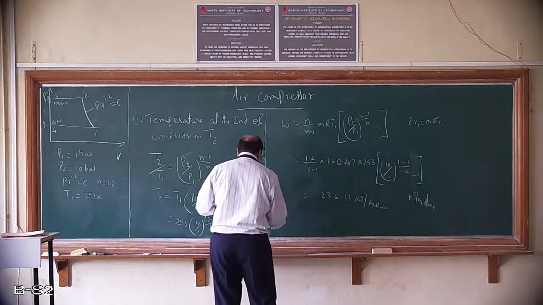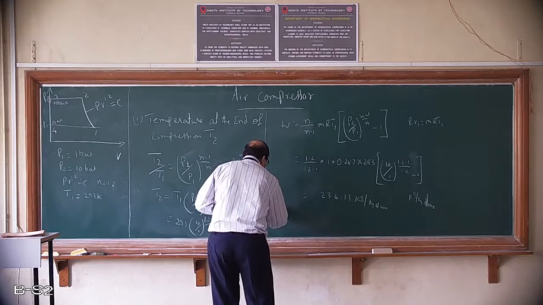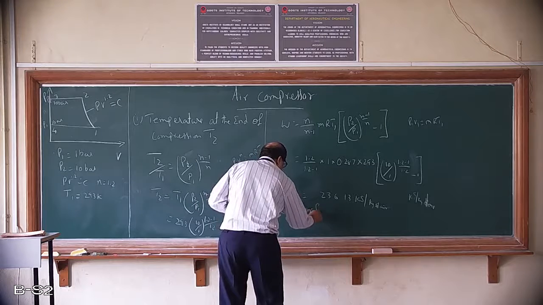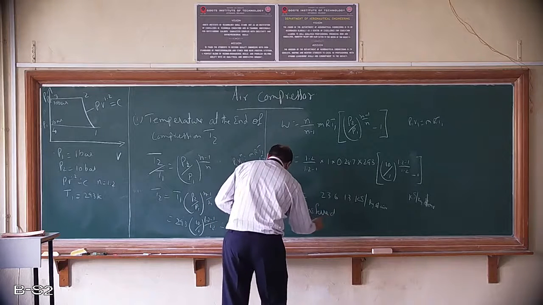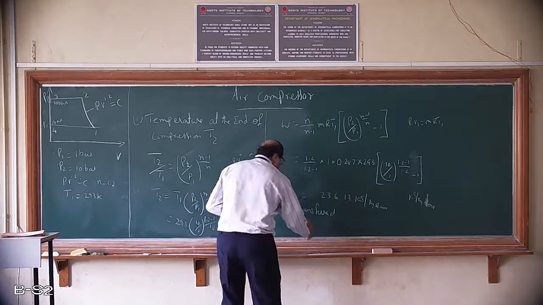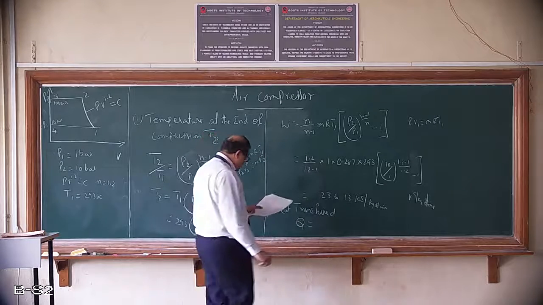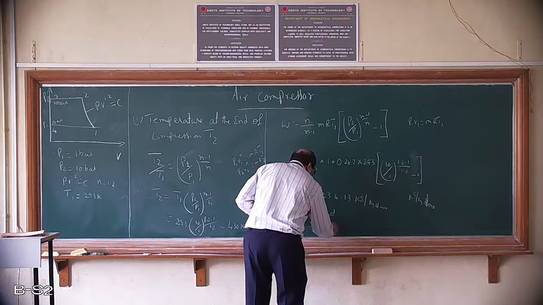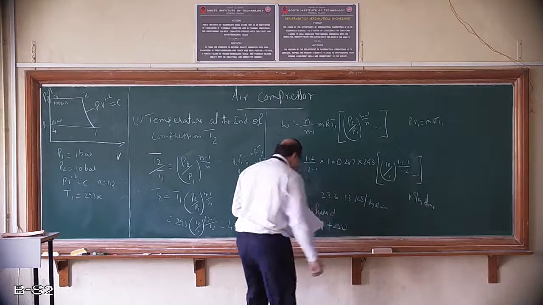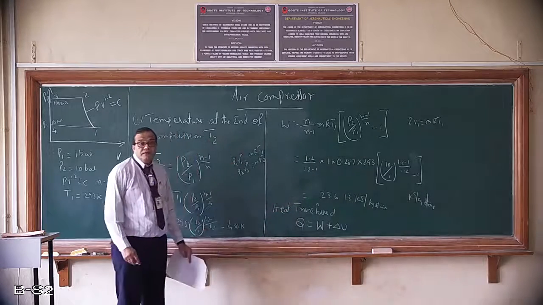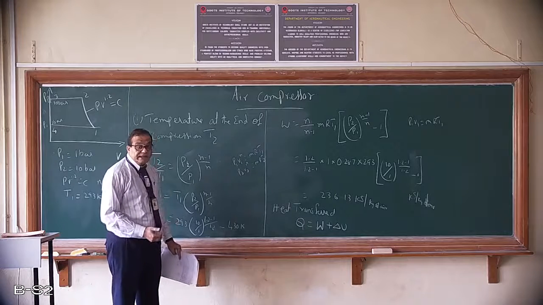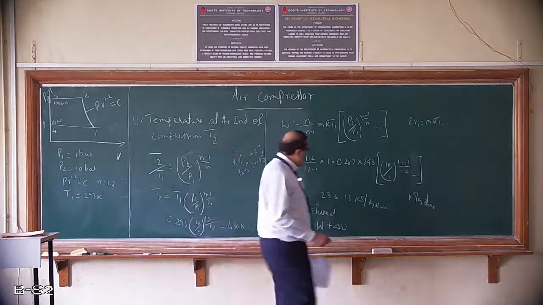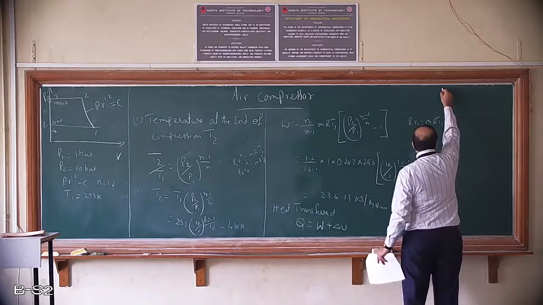Now first work done is calculated, next heat transfer. Q is equal to what? We know from the first law of thermodynamics, Q is equal to work done plus internal energy is the heat transferred. Q is equal to W plus delta U, the internal energy.